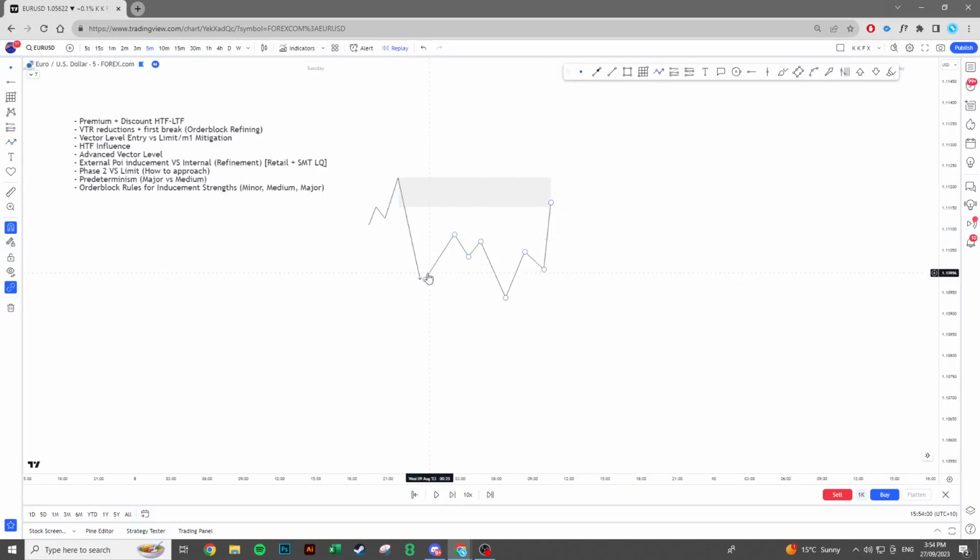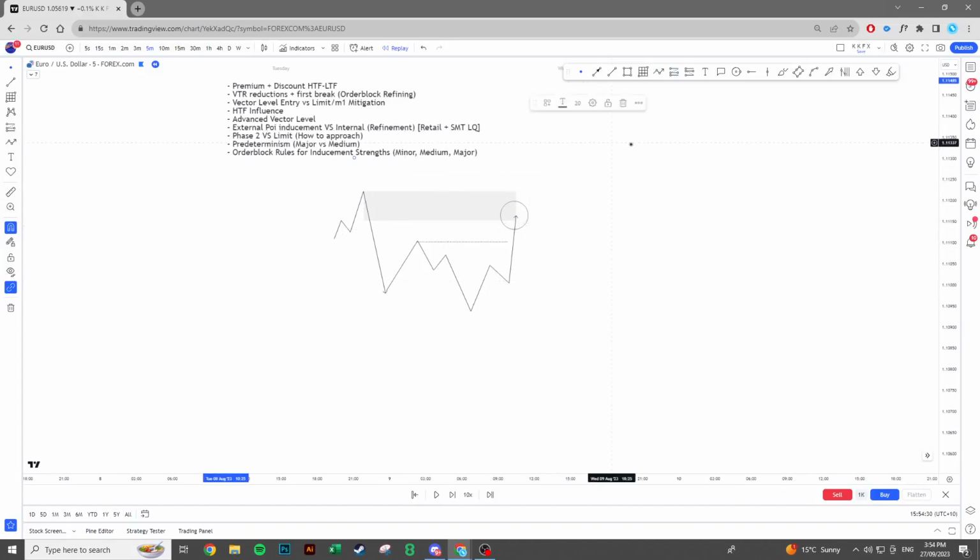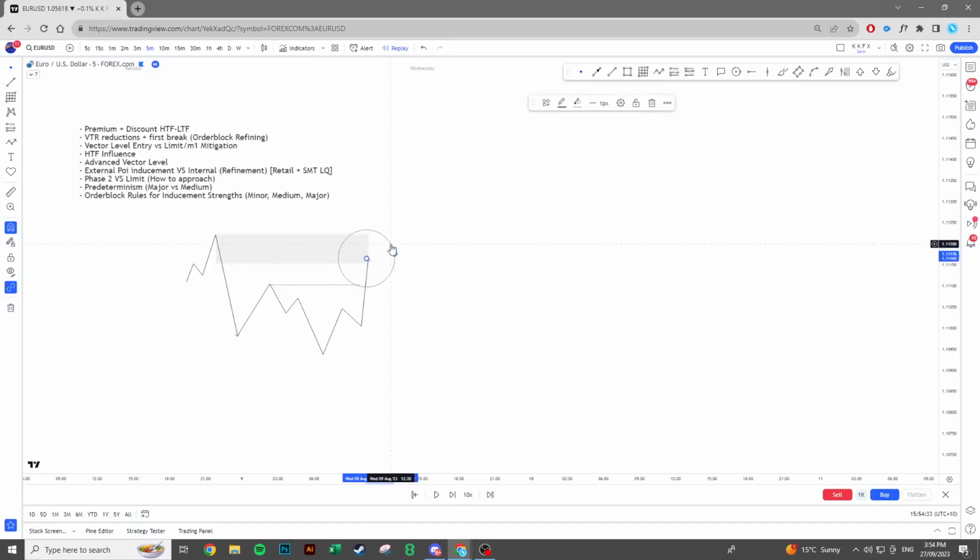Now, obviously, there's a bunch of other confluences we need to stack up to actually know that we can enter from this point up here. But putting that aside, in this scenario, we already know that we're gonna sell off from here. Okay, so how do we know whether to put a limit or wait for a phase two, which is a vector level entry, right? So what will be happening in this scenario? What do we have to really be looking for? We have to be looking for the push up that swept our liquidity.